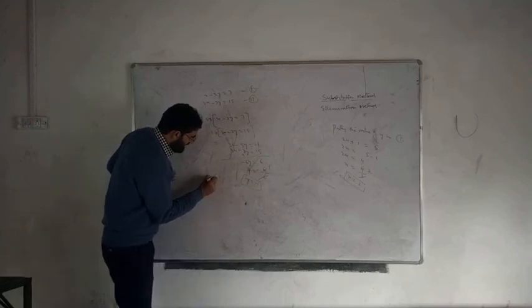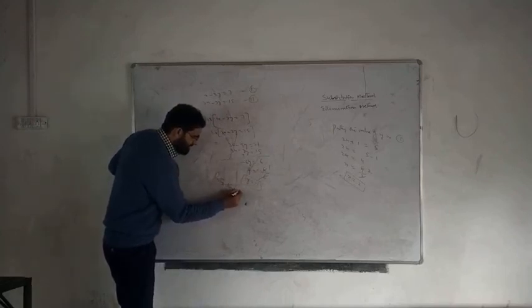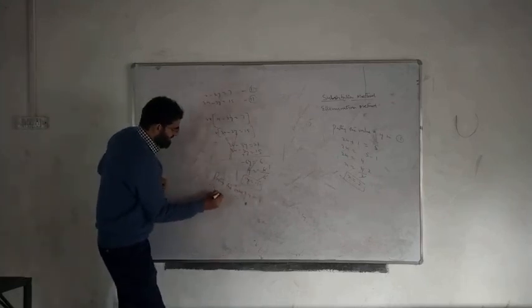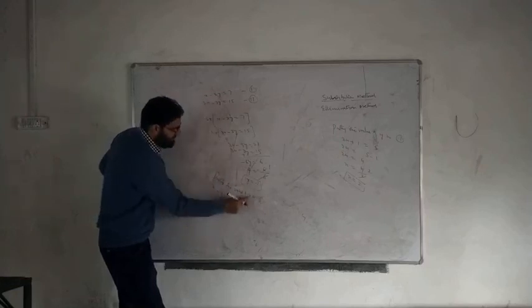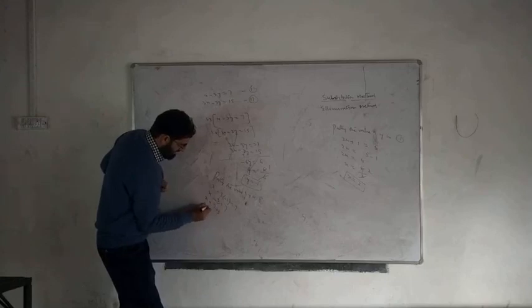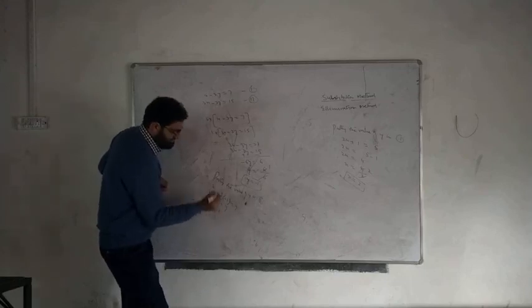Now substituting the value of y in equation first. What is our equation first? It is x minus 3 into y. What is our y? y is minus 1, so x minus 3 into minus 1 is equal to 7. Sorry, x plus 3 is equal to 7. x is equal to 7 minus 3. x is equal to 4. This is how it goes.